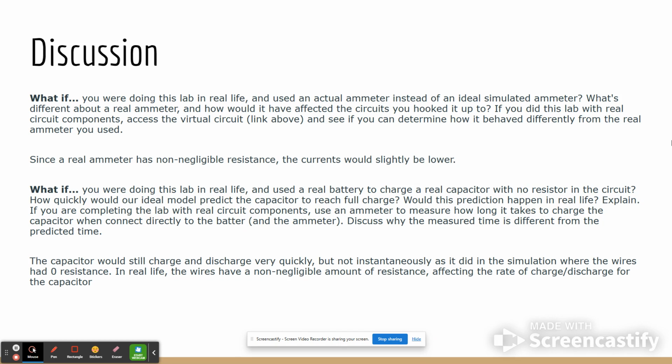What if you were doing this lab in real life and used a real battery to charge a real capacitor with no resistor in the circuit? How quickly would our ideal model predict the capacitor reach full charge? Would this prediction happen in real life? If you are completing a lab with real circuit components, use an ammeter to measure how long it takes to charge the capacitor. Discuss why the measured time is different from the predicted time. The capacitor would still charge and discharge very quickly, but not instantaneously as it did in the simulation where the wires had zero resistance. In real life, the wires have a non-negligible amount of resistance.